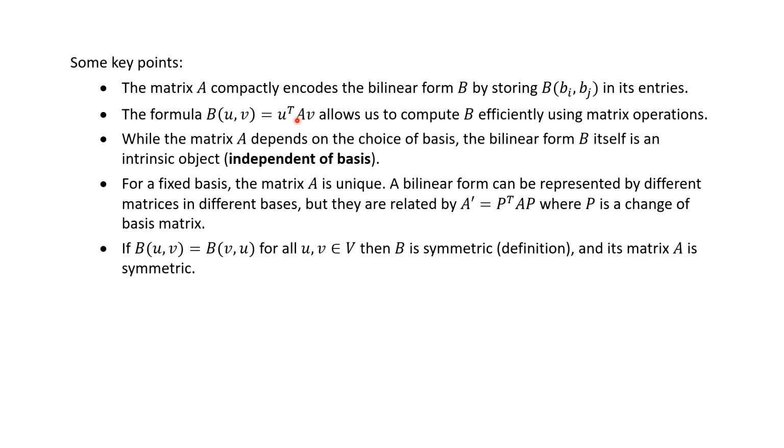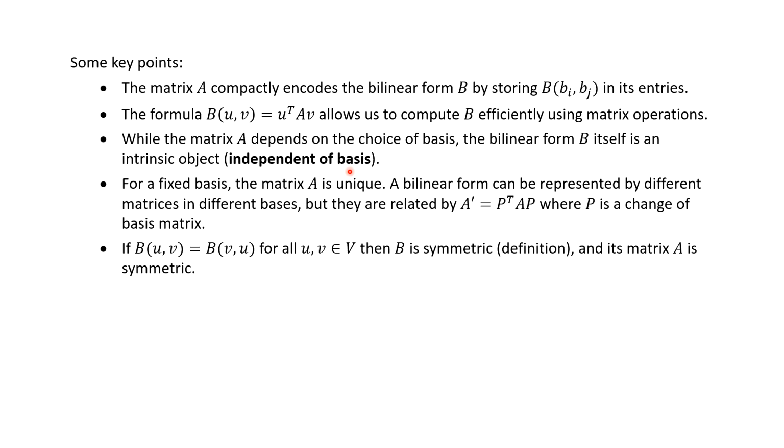And we'll see an example of that on the next slide. While the matrix A depends on the choice of basis, the bilinear form itself is an intrinsic object which is independent of basis. But we'll see that also on the example, the next slide. For a fixed basis of the vector space V, the matrix A is unique.